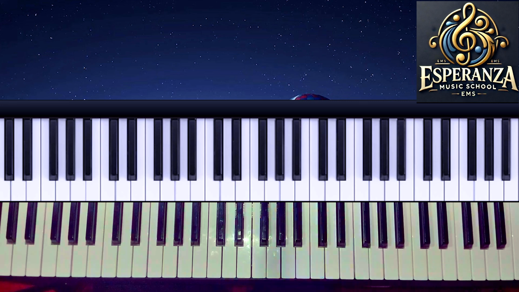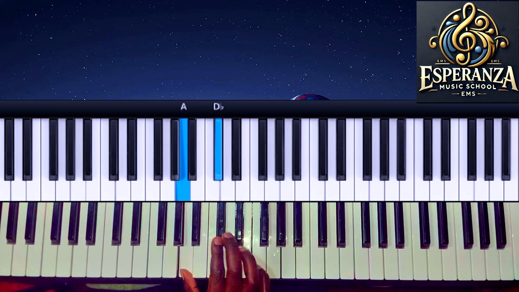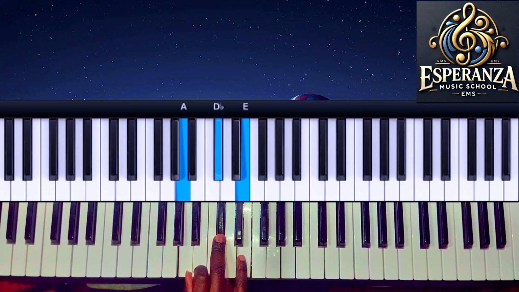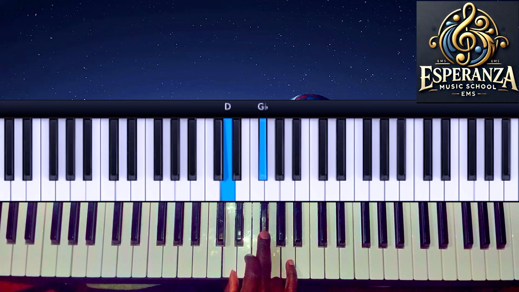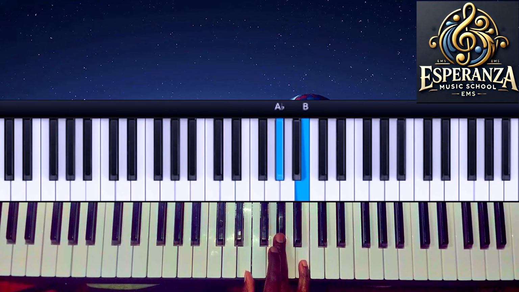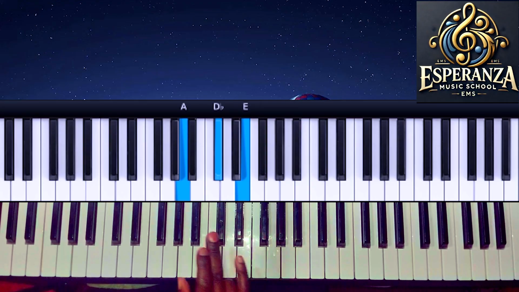Let me continue with that. When you take numbers 1, 3, 5, it gives you a major chord. When you take numbers 4, 6, and 1 or 8, this is another major chord, but position 4. And this is 5, 7, 9, or 2, whichever. This is another major chord, position 5. This is called E major, this is D major, and this is A major.